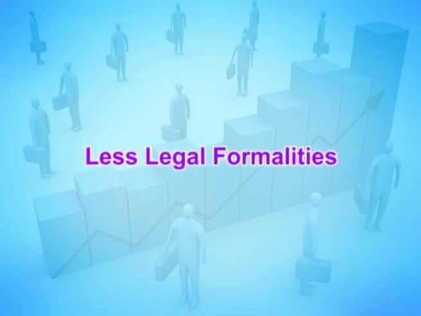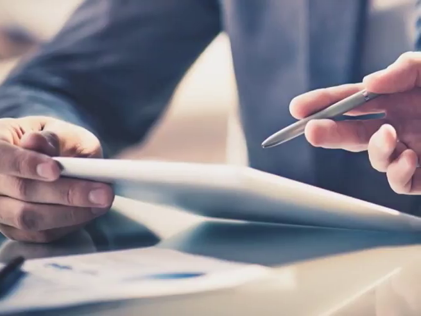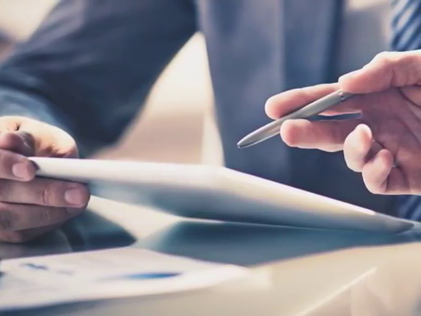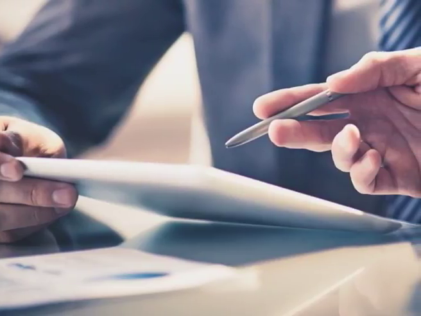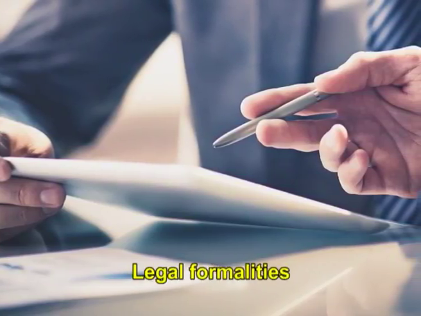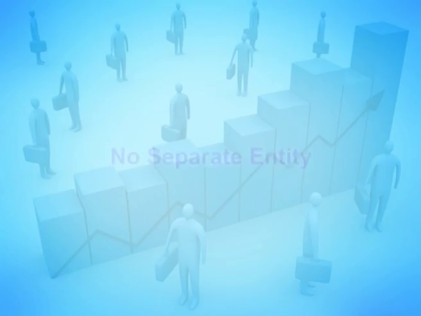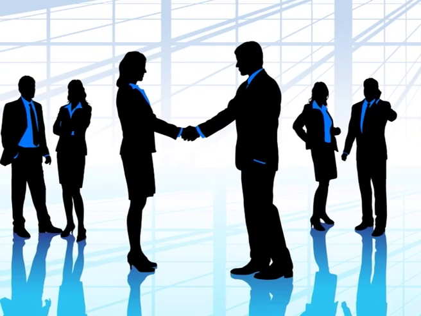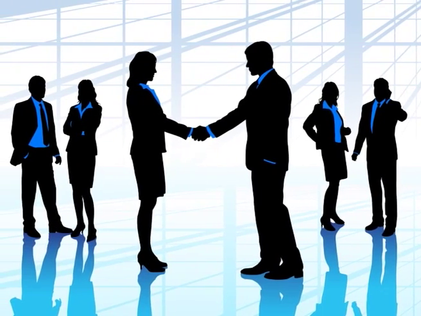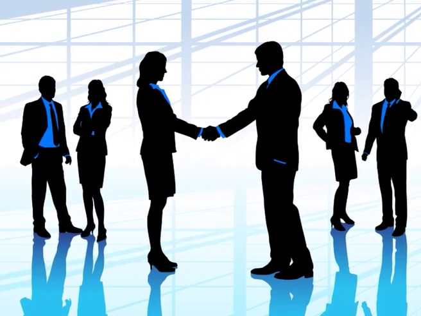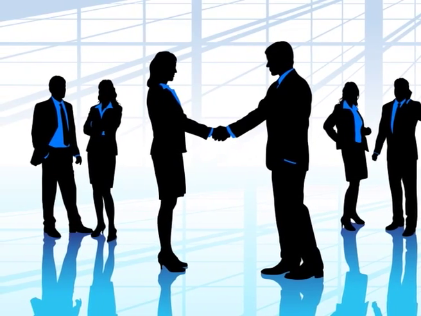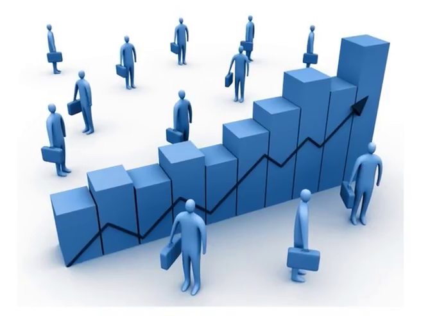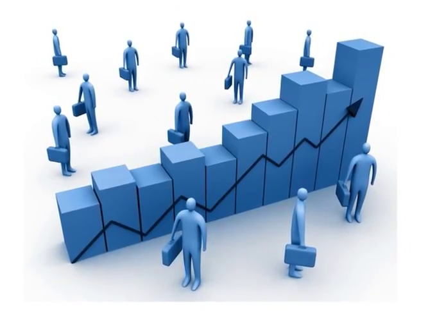Less legal formalities. The formation and operation of a sole proprietorship form of business organization does not involve any legal formalities. No separate entity. The business unit does not have any entity separate from the owner. The businessman and the business enterprise are one and the same, and the businessman is responsible for everything that happens in his business unit.